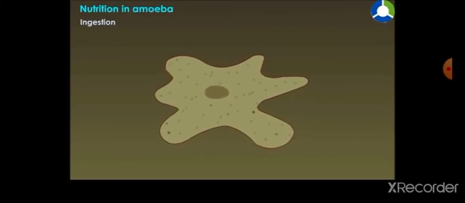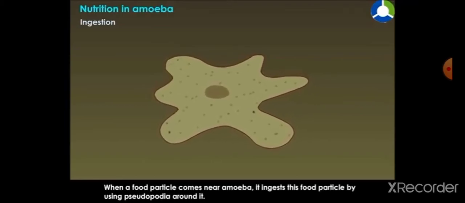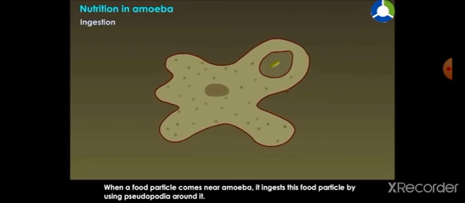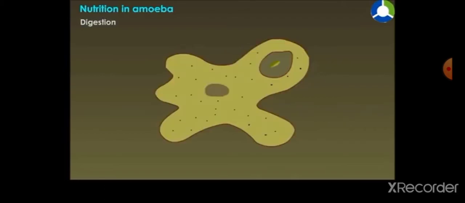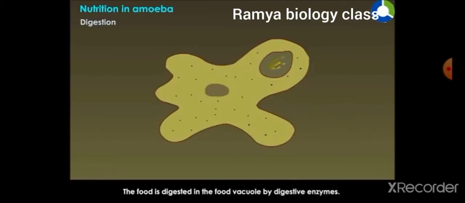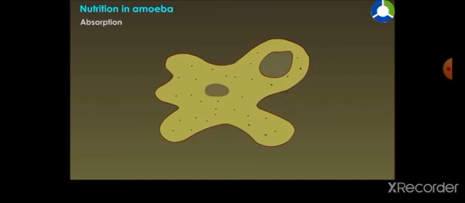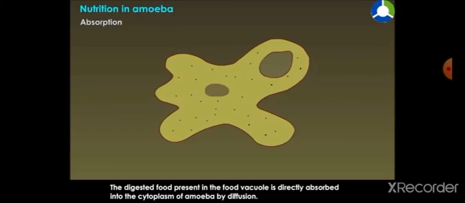Ingestion. When a food particle comes near to amoeba, it ingests the food particle by using its pseudopodia. It engulfs the food material into the cell through the cell membrane. In the food vacuole, the digestive juices are released and the food gets digested. The digested food is directly absorbed by the cytoplasm through the process of diffusion inside the cell.